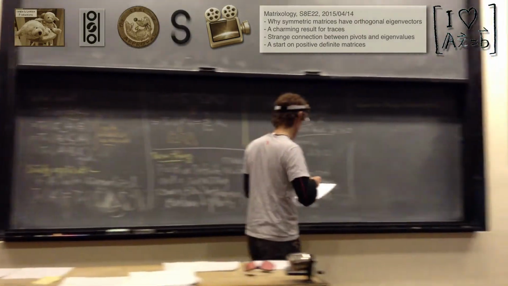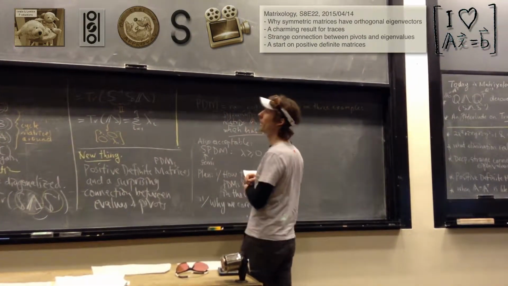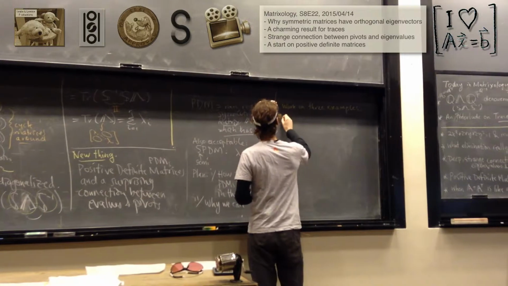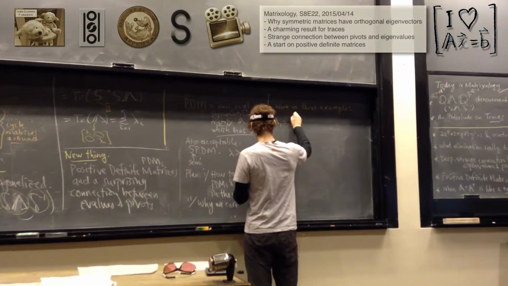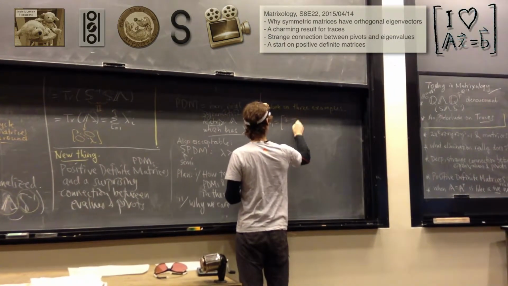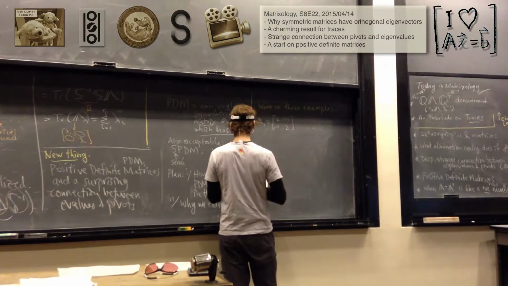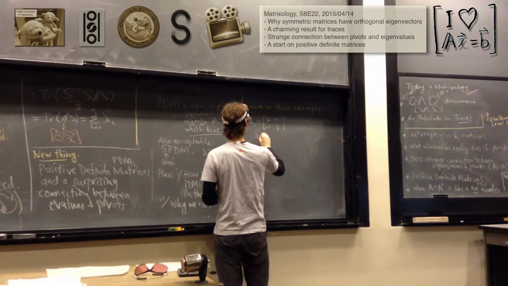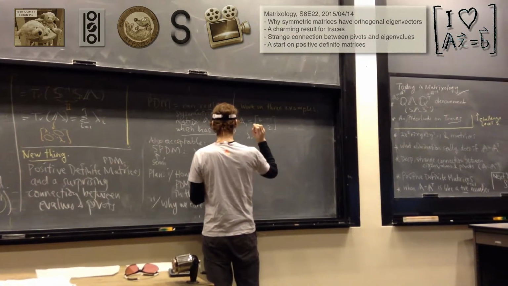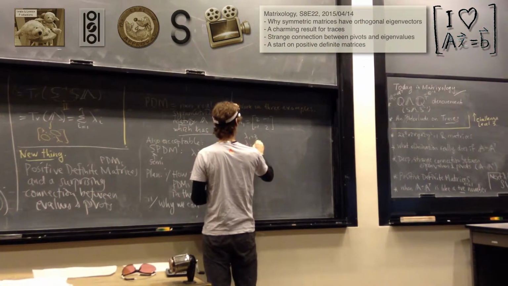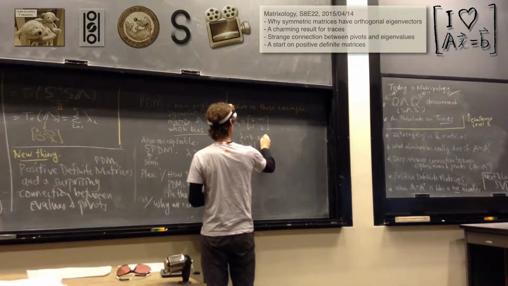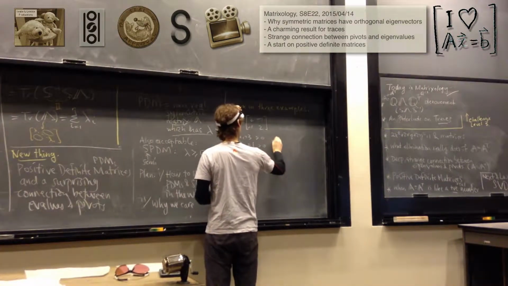So 3 examples. Let's call them A1 equals 2, -1, -1, 2. They look suspiciously the same. And I'll tell you straight away that this one has lambda 1 equals 3, and lambda 2 equals 1. So these are greater than 0, this is a PDM.